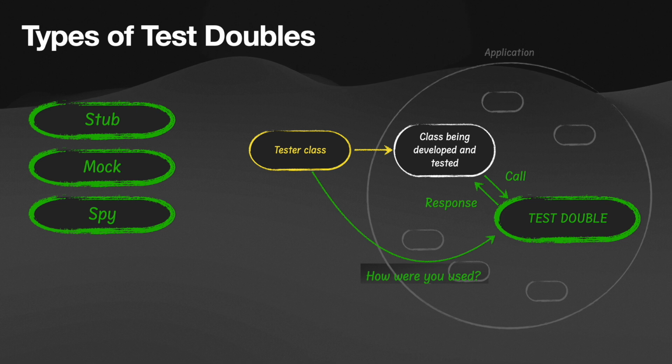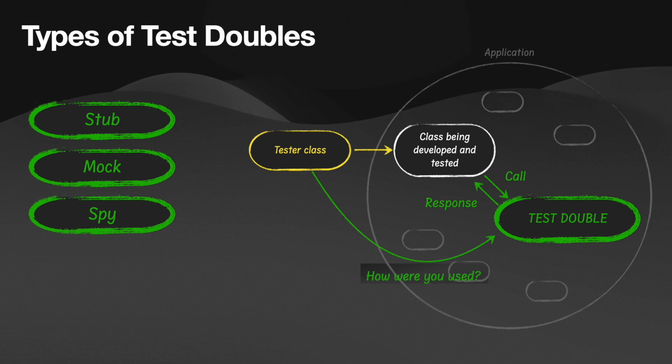A spy is very different from a stub and a mock. A spy wraps a real class that does real work. It just spies on that real class that's doing real work. Later, the tester class can ask it how it was used. We use a spy when we can easily use the real dependency in the development environment, and we want to monitor how it was actually used by the class we're testing.